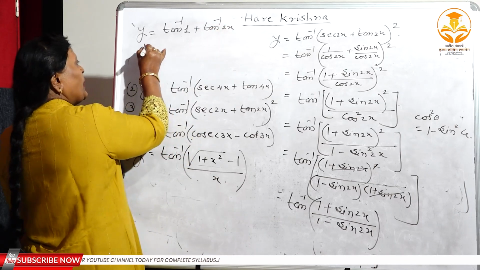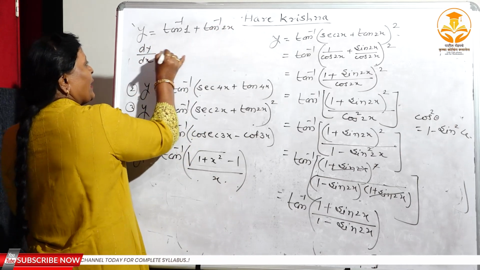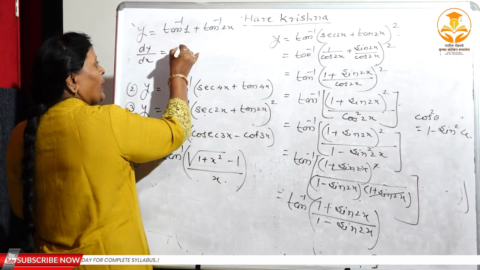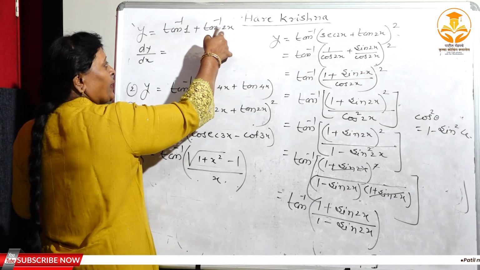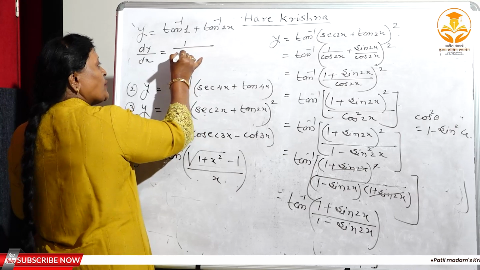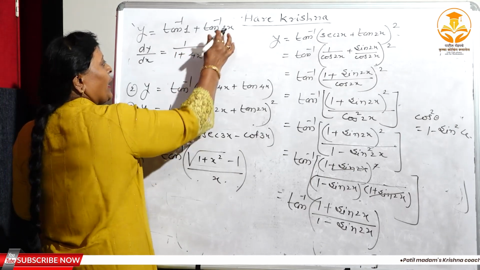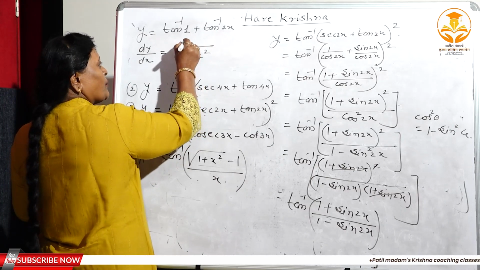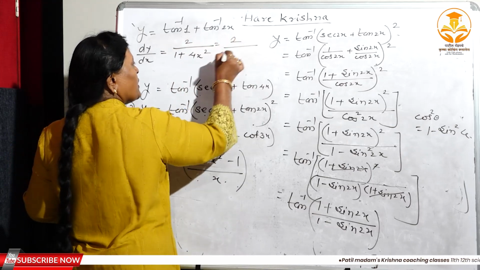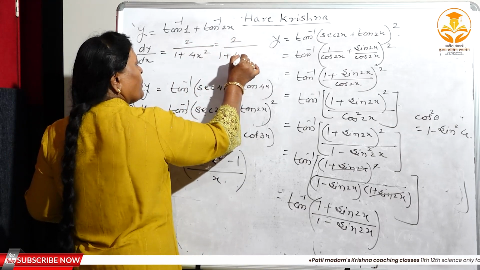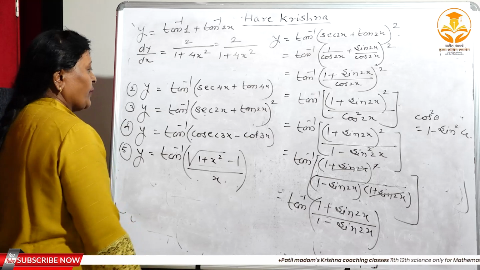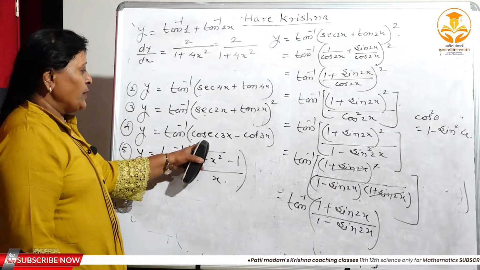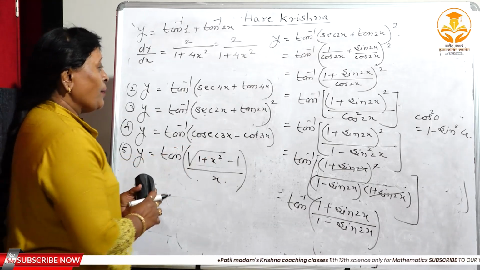Therefore dy by dx, the derivative of tan inverse 1 is 0. Here again substitute u, tan inverse u, that is 1 upon 1 plus u square, means 4x square, and the derivative of 2x is equal to 2. Therefore here you have got the result 2 divided by 1 plus 4x square, right? Similarly you can do this, isn't it? Cosec 3x minus cot 3x.